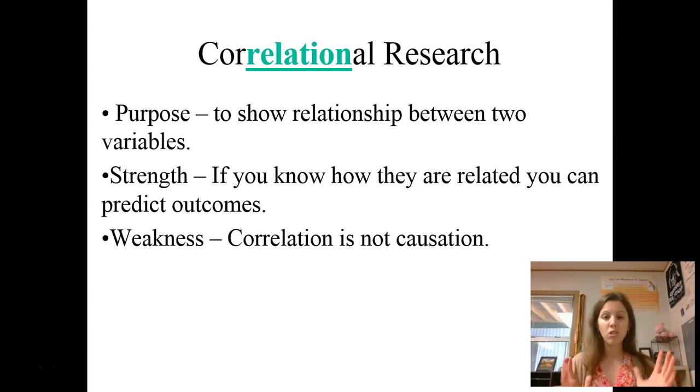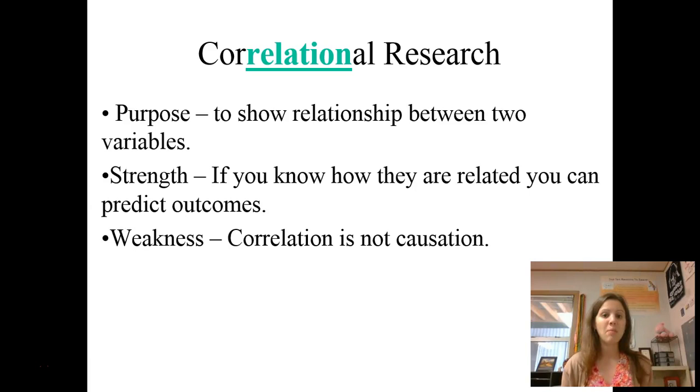Now, the strength of doing correlational research is if I find that there's a relationship between the two variables, I can predict things. So if I meet someone on the street and I ask, how many people do you have in your family? And they say 10, I can probably predict their level of happiness. The weakness of it, though, is that correlation doesn't mean causation. Just because two things are related doesn't mean they cause one another.